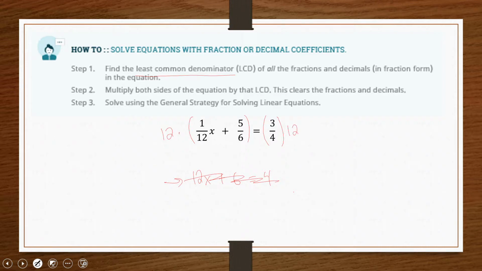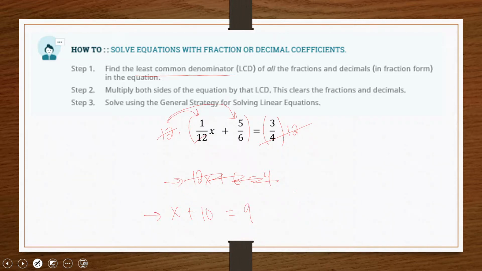By multiplying the left and right hand side of this equation by 12, let's see what occurs. When I multiply 12 by 1/12, my numerator and denominator values cancel. I'm left with just x. Multiplying 12 times my second value here, 5/6, I get 12 divided by 6 is 2. 2 multiplied by my numerator value 5 gets me to 10. And on the right hand side, I can do something similar. 12 divided by 4 is 3. 3 times 3 is 9.